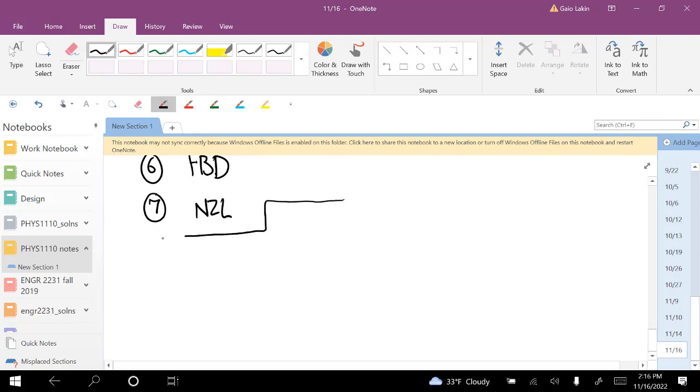So I'm just going to go through a couple examples. I'll go through at least one uniform circular motion problem and then a non-uniform one too.